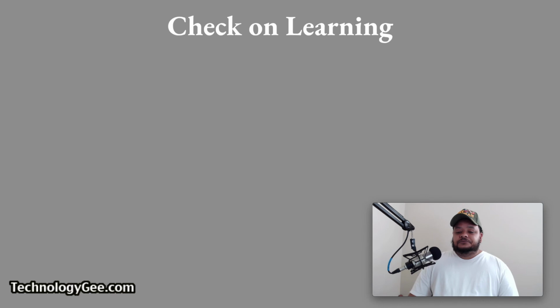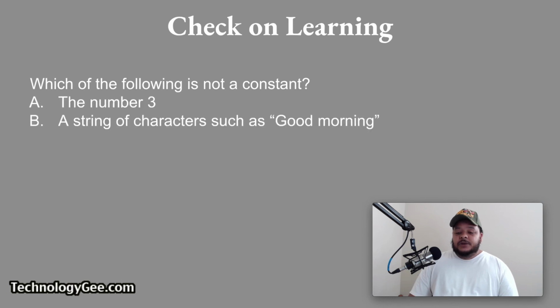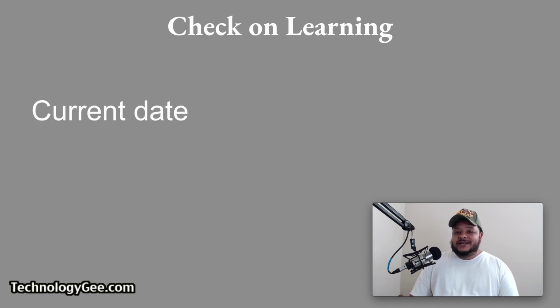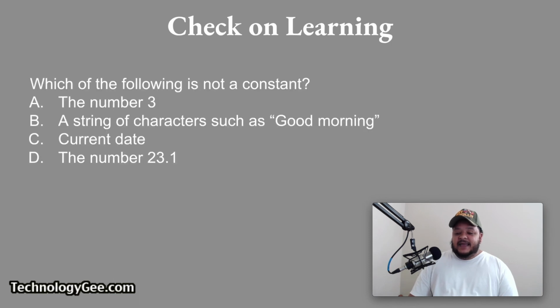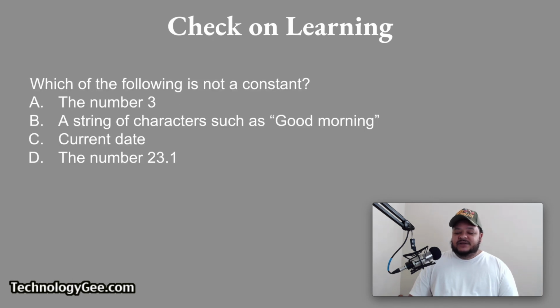Question number 2. Which of the following is not a constant? Would it be the number 3? Would it be a string of characters such as good morning? Would it be the current date? Or would it be the number 23.1? The correct answer would be the current date is not a constant. And why is that? Because a constant is essentially an element that does not change. The current date is only good for 24 hours, and it will change at the stroke of midnight.